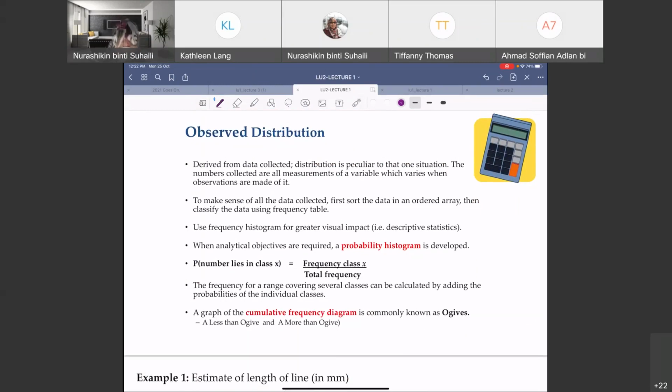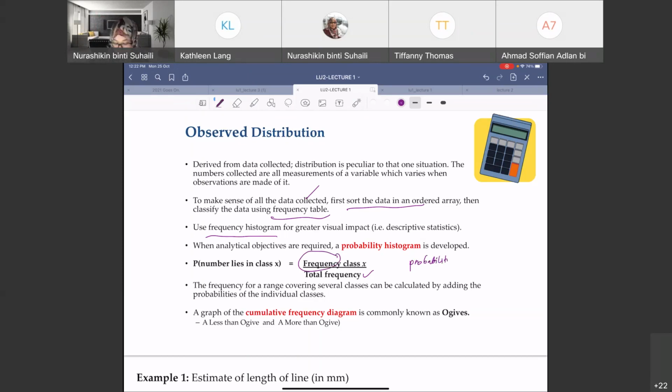When we have the data, we sort the data, arrange the data, and then we can use a frequency table, maybe covered in previous lectures. And we can use certain ways to present the data. We can use a histogram, a stem and leaf plot, right? Remember when we find the relative frequency, for example, we divide the frequency by the total frequency. That actually refers to the probability.